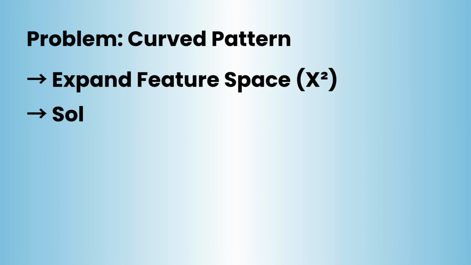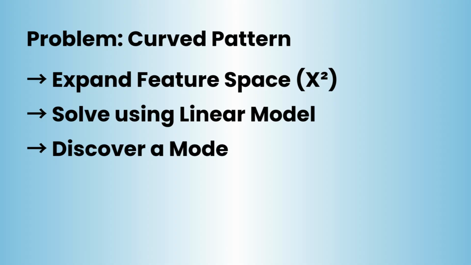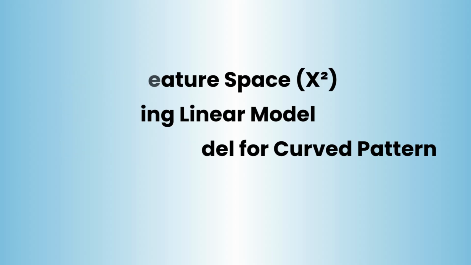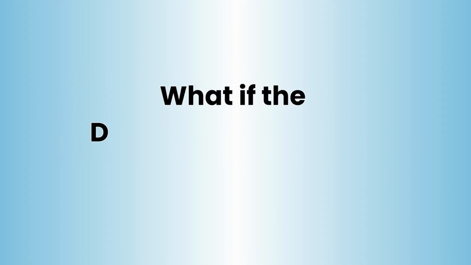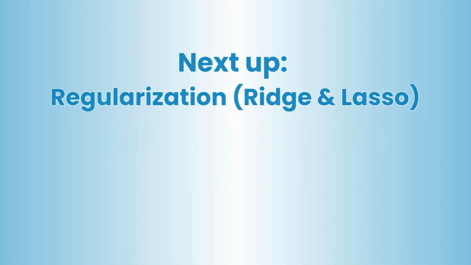We expanded the feature space using x square, solved the same linear equation as before, and discovered a model that bends naturally with the data. But what happens if adding more curvature makes the model unstable? Or if adding too many polynomial terms causes wild oscillations? That's where regularization comes in, and that's what we will decode in the next video.